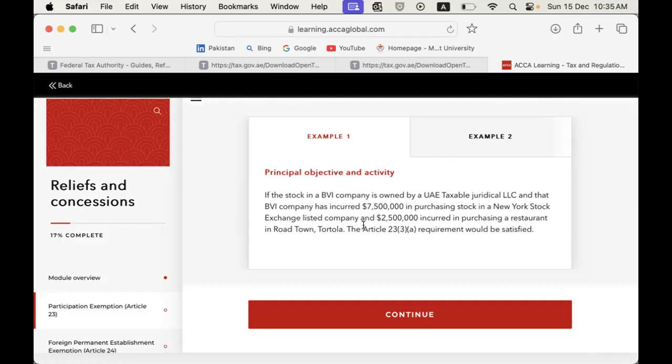Because this is just creating a mechanism whereby you can present in front of the federal tax authority that, hey, we received dividend from a foreign company. But if you really think about it, that foreign company was investing back into UAE. And that money would have been taxed in UAE.